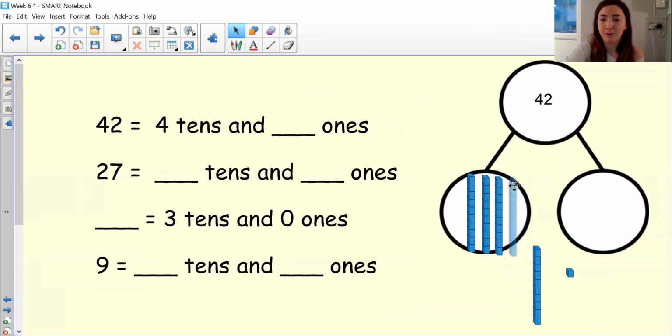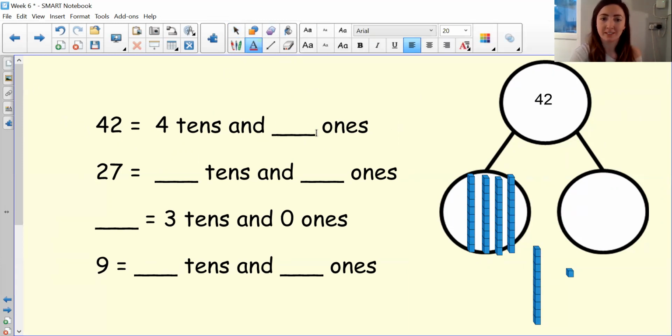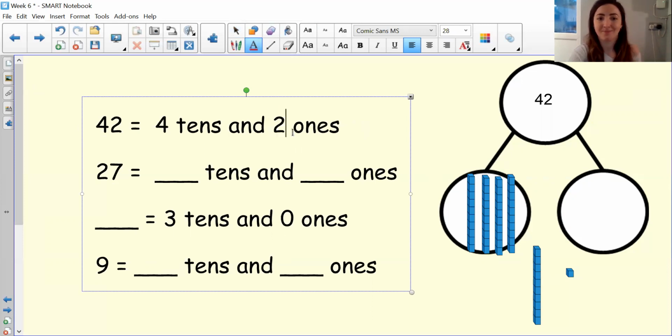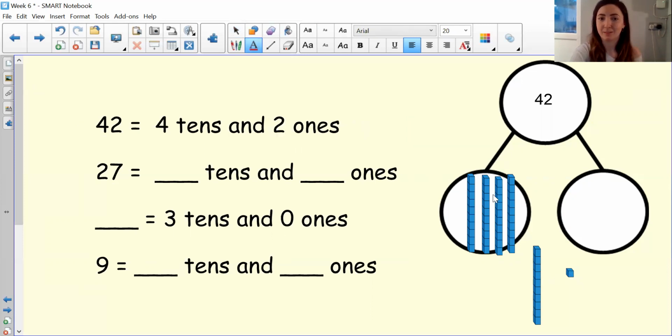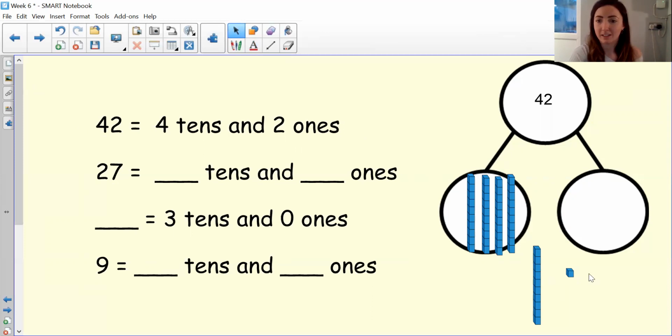4 tens, which is 10, 20, 30, 40. 4 tens is equal to 40. And then how many ones? That second digit. 2 ones. So let's build the last part. 1, 2 ones. There we go. So the whole number is 42. That is equal to 4 tens and 2 ones.